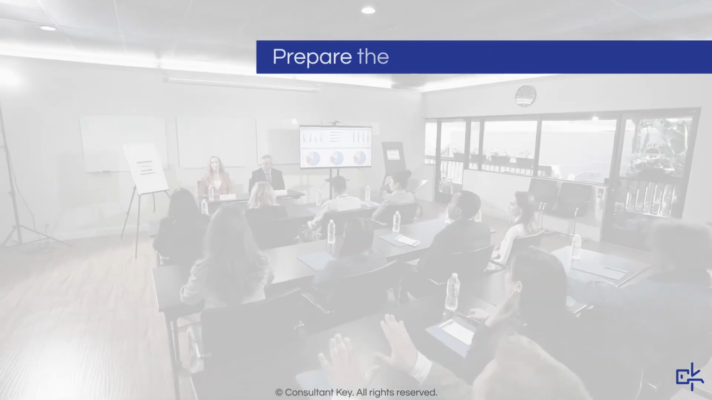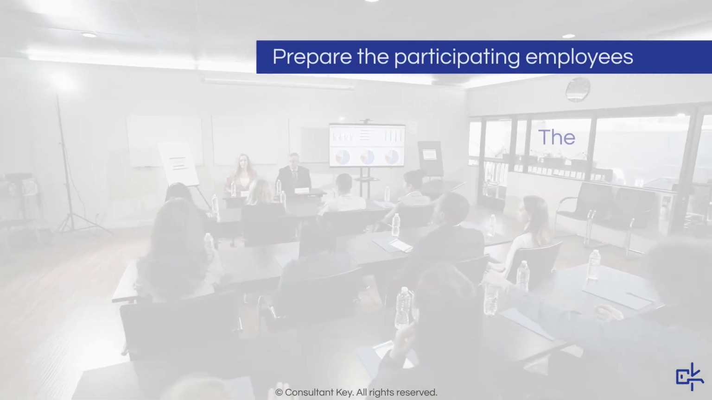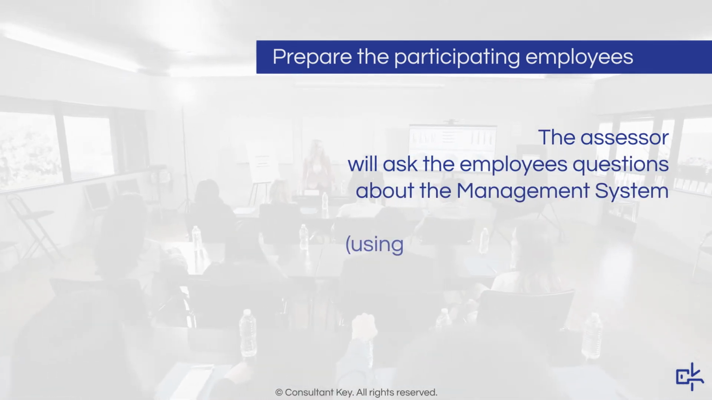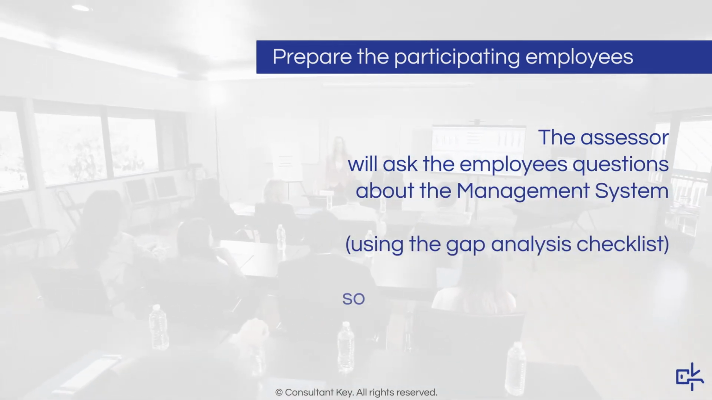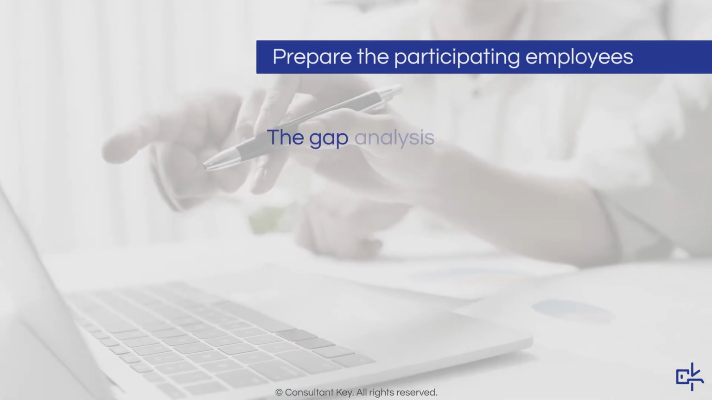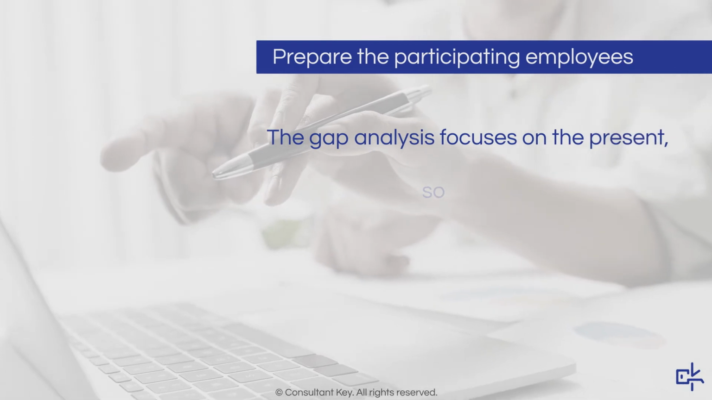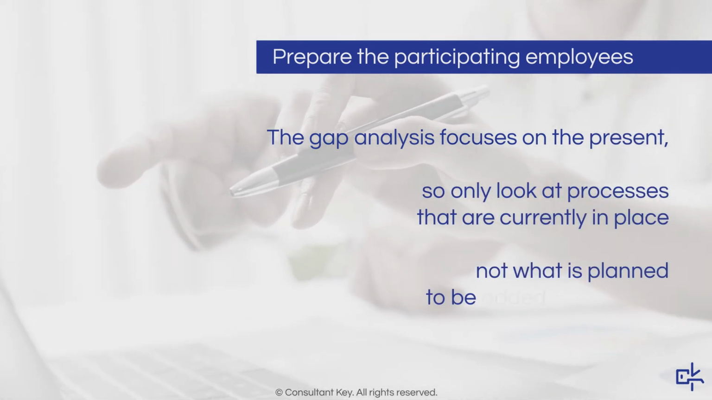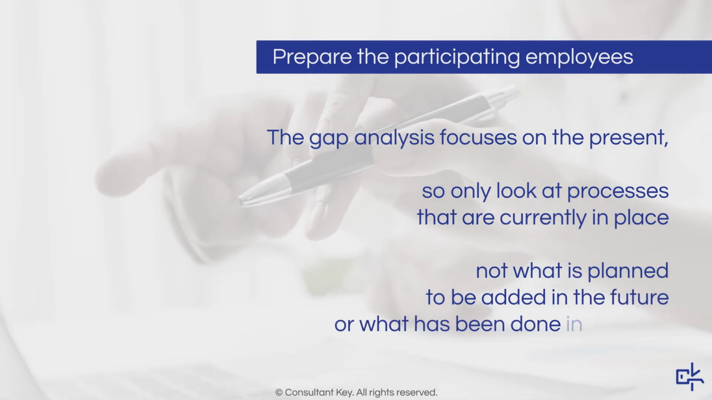After you've done the initial review tasks, you should prepare the participating employees. The assessor will ask the employees questions about the management system using the gap analysis checklist, so make sure that the employees are prepared to answer questions. The gap analysis focuses on the present, so only look at the processes that are currently in place, not what is planned to be added in the future, or what's been done in the past.